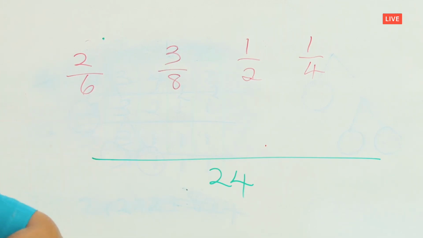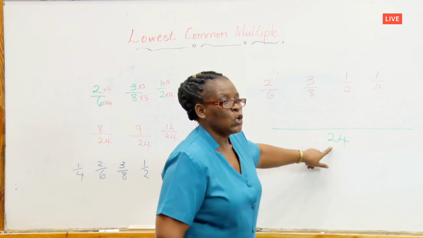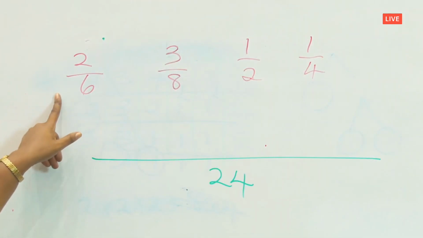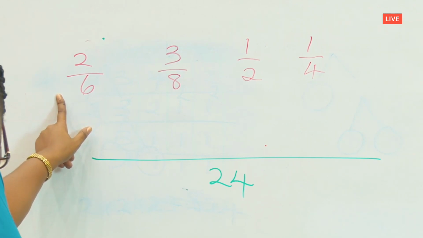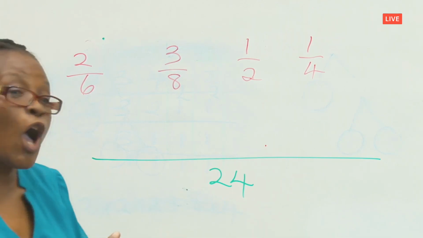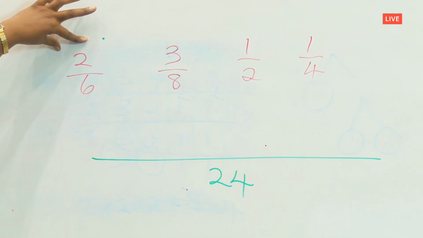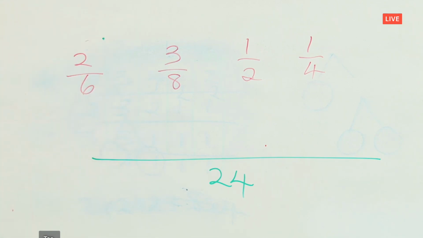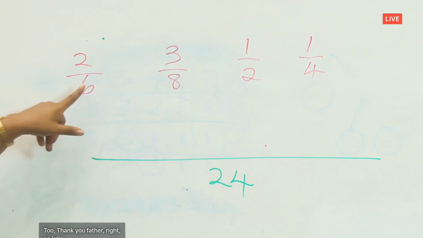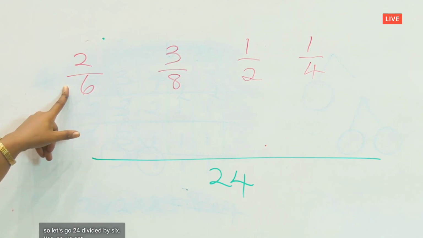So we are going to find out how we are going to have this. We are going to see how many times we can get our original denominator out of our new denominator. We can say we are going to divide the new denominator by the old denominator, because our new denominator is now our LCM. And when we find how many times, we are going to multiply it by the numerator. Think you follow?